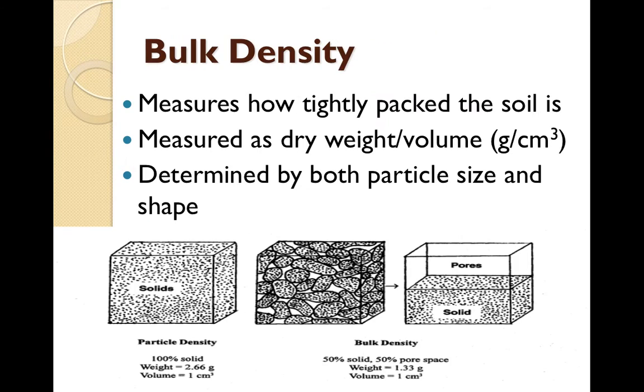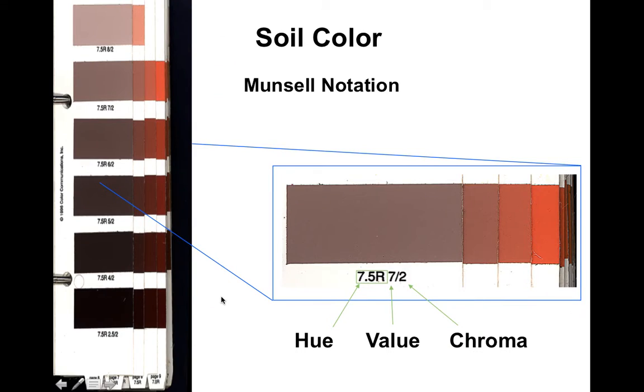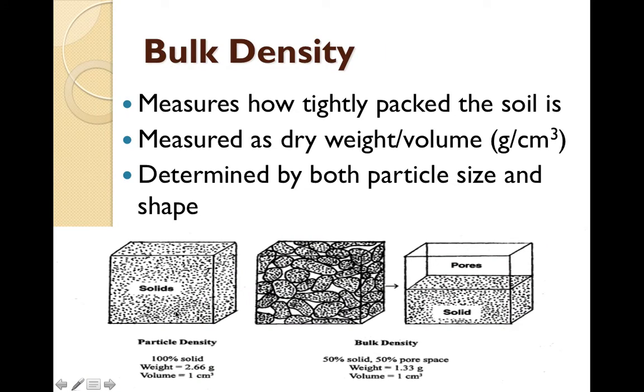Let's take a look first of all at bulk density. Bulk density just tells us how tightly packed the soil is. Usually you will take soil, dry it out, and determine the particle size and shape after it's been completely dried up. You can see right here we have one that has a higher bulk density to a lower bulk density, and work our way down.